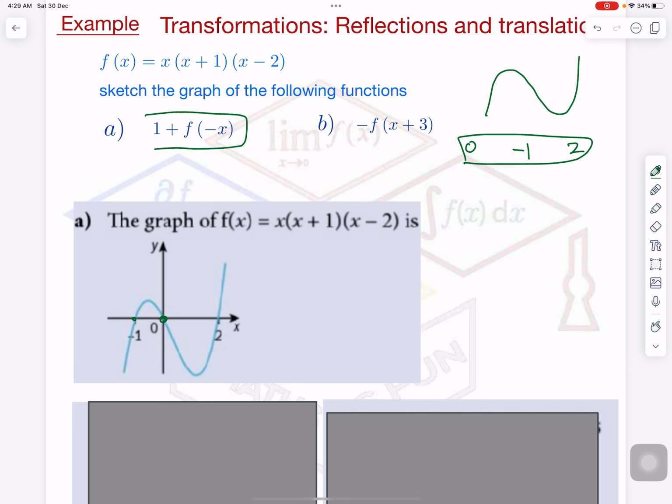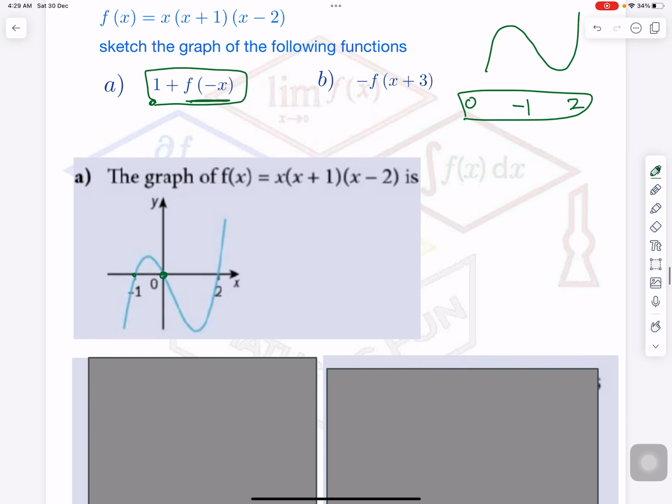Now here there are two things if you notice. F of minus x means it is reflection in the y-axis. All the x coordinates will change. And then the sketch will be translated 1 unit up. Now what is the technique? The technique is for the original graph, whatever your points are.